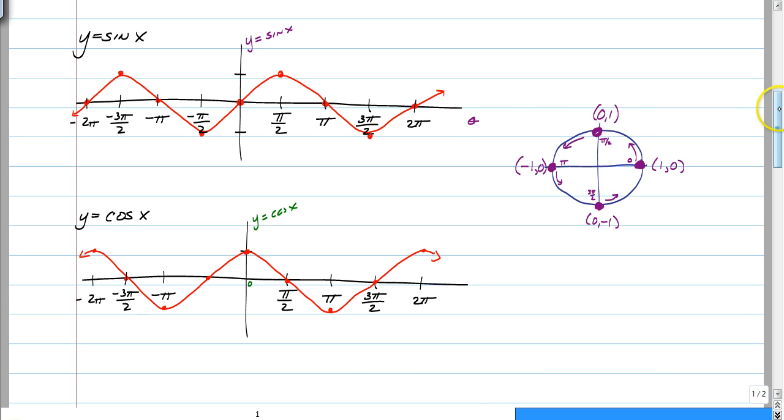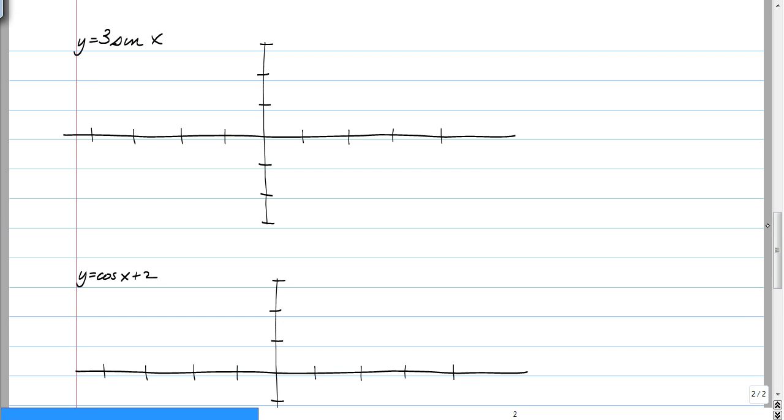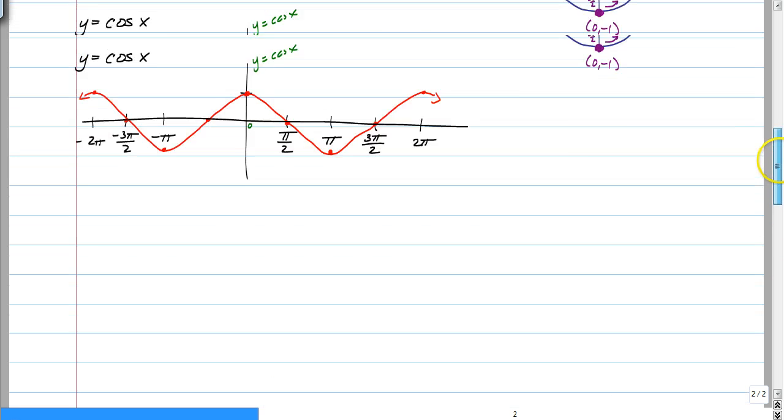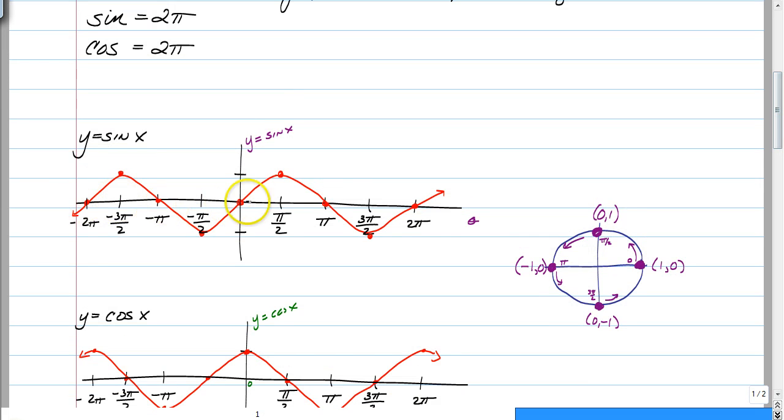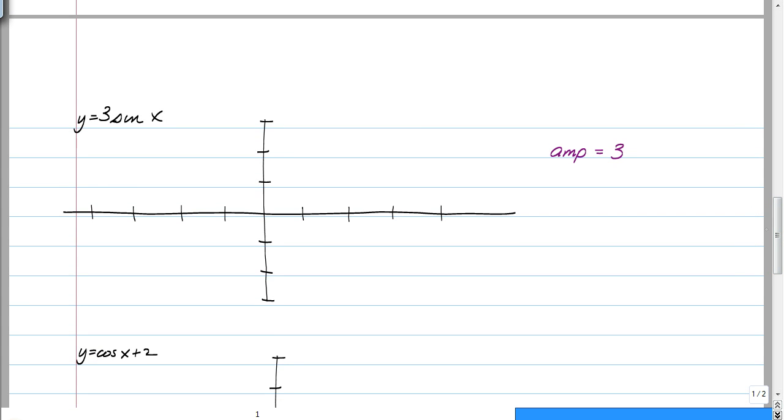Okay, so let's practice with it now. 3 sine x. We're just going to work with what the a and the d value does today. So the a value, again, is your amplitude. So your amplitude is 3. So if we go back and just take a quick peek at what this is, notice how everything was on the x-axis. So the only difference is now the amplitude is 3. So sine is still going to start right there at the origin.